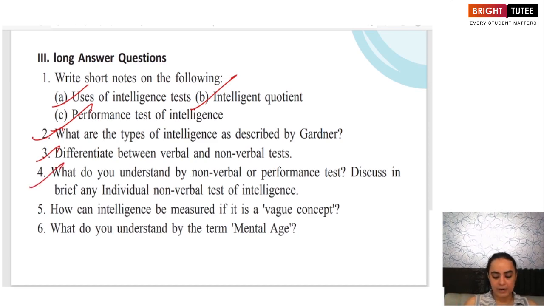What do you understand by non-verbal test, and discuss in brief any individual non-verbal test of intelligence. Again, that is given in your book at length, wherein they have told everything about the non-verbal test. How can intelligence be measured if it is a vague concept? So how can one measure the intelligence? By determining the IQ level of the children. That is the most appropriate and acceptable way of measuring one's intelligence.